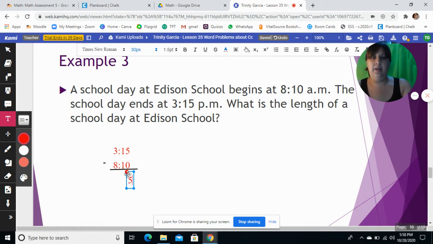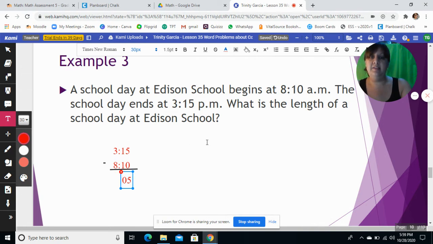And 1 minus 1 is 0. We're going to move this box over a little bit so it stays lined up. Okay, and then 3 minus 8. What could we do there? Well, that makes it really tricky, right? It's hard to do that because we don't have anything over here that we can borrow from.